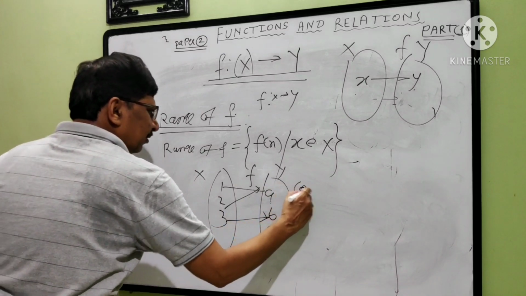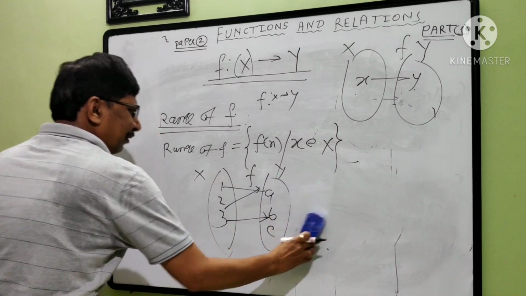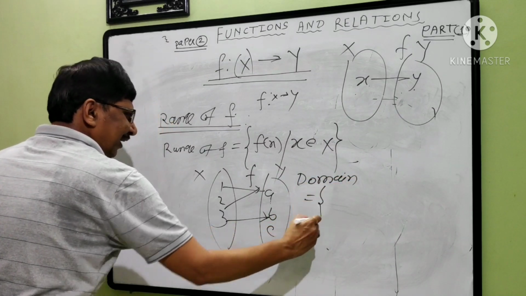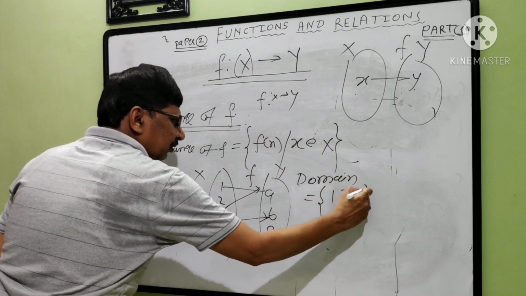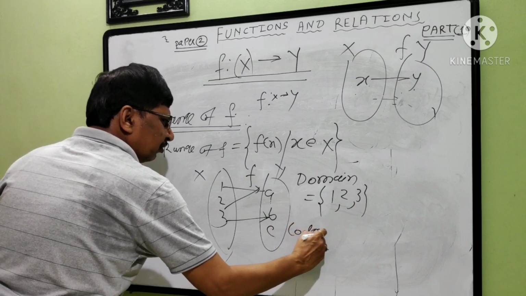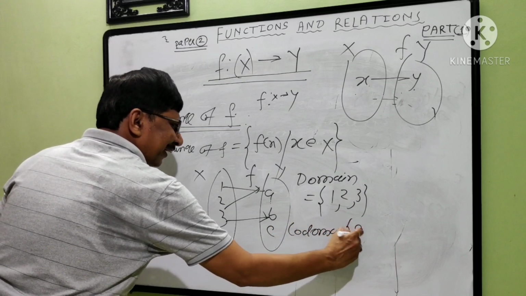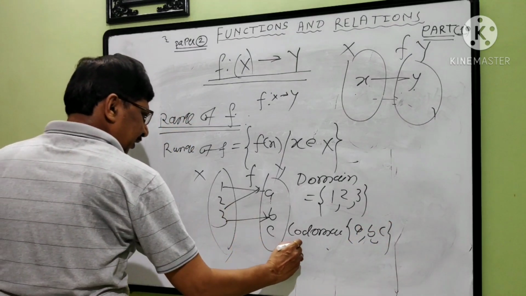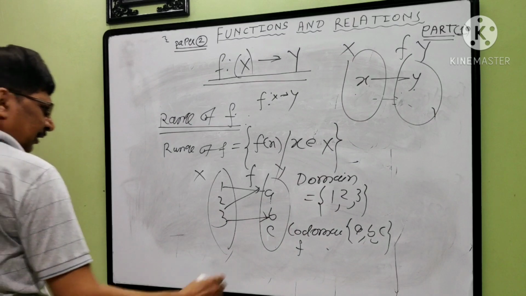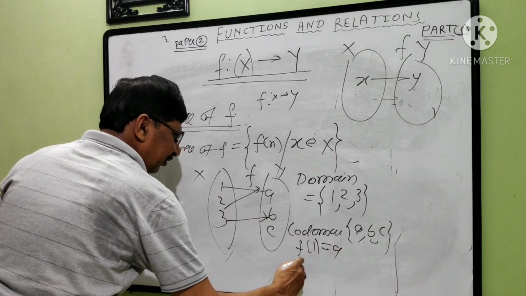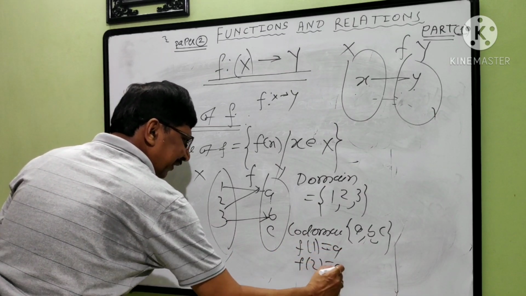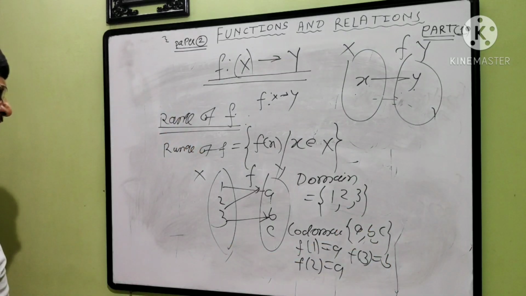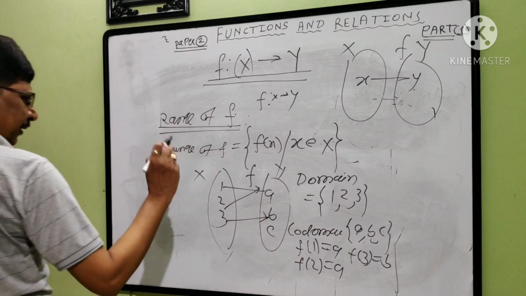Now what is the codomain? Now I am writing one by one. What is the domain? Domain means set X: 1, 2, 3. What is the codomain? That is A, B, C. Okay. Now what is the image of 1? Suppose the question is what is the image of 1? Image of 1 is A. What is the image of 2? Image of 2 is also A. What is the image of 3? That is B. Okay.